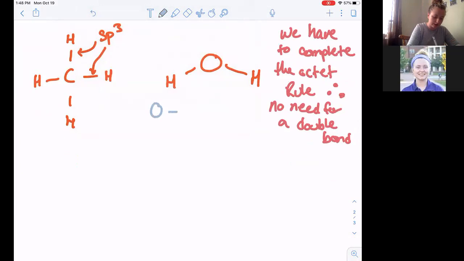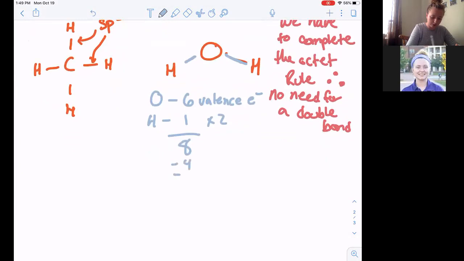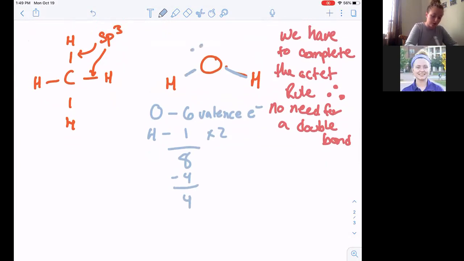Oxygen has 6 valence electrons. Hydrogen has 1. So we have 2 of those. Overall, that's 8. Okay. And so here and here, those aren't double bonds. I'm just highlighting. So let me do it like this. Here and here, that's 4 electrons, minus 4 electrons. We still have 4 more. Where are those going to go? They're not going to go on the hydrogens. Hydrogens don't want more than 2 electrons. So they're going to go over here.